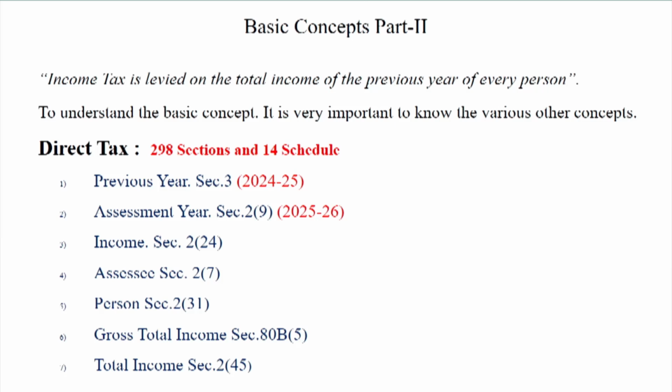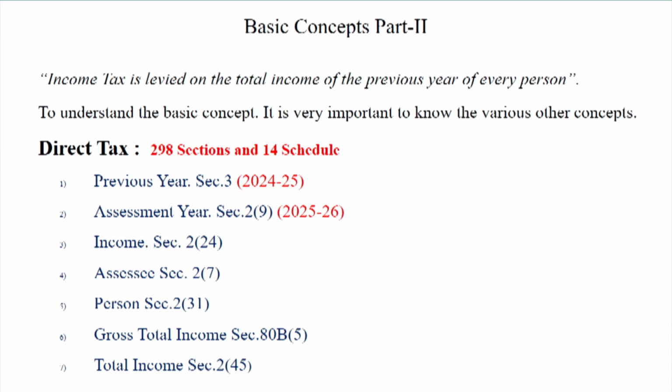First, previous year. Previous year is the year in which the income is earned by a person. It is given under section 3 of the Income Tax Act 1961. In income tax, the previous year may be less than 12 months, but it can never be more than 12 months. The year in which a person earns income is called the previous year.